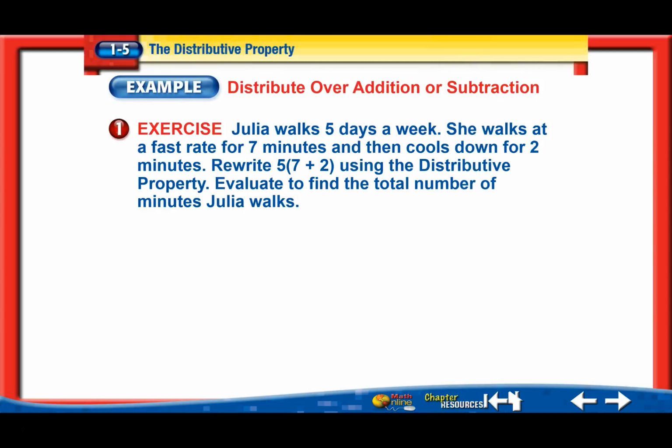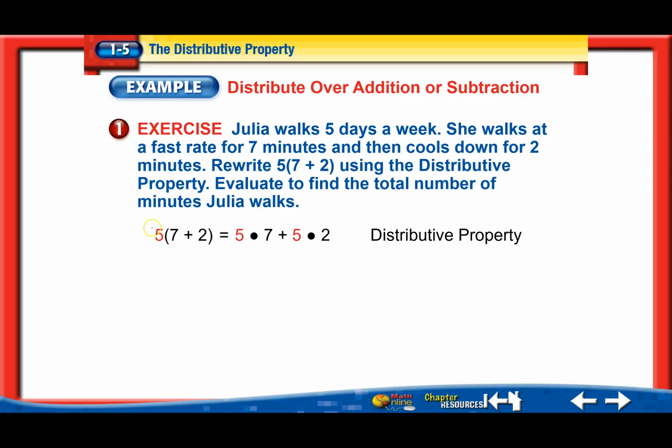All right, so let's see what this looks like in some homework problems. So Julia walks 5 days a week. She walks at a fast rate for 7 minutes and then cools down for 2 minutes. So we can write that as she goes 5 days a week, 7 minutes, and 2 minutes. Using the distributive property, evaluate the total number of minutes she walks per week, it looks like.